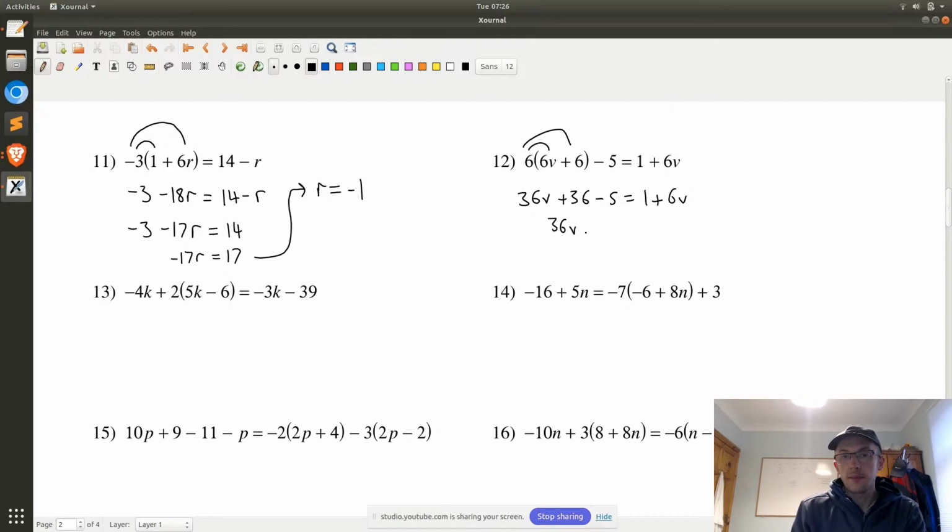36v add 31 equals 1 add 6v. And take 6v from both sides to have v only be on the left. So we'll have 30v there. And take 31 from both sides. What's 1 minus 31? Well, it's minus 30. So this tells us that v is negative 1. Fantastic.